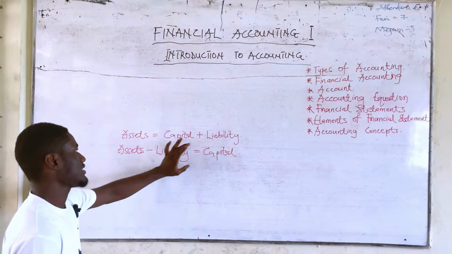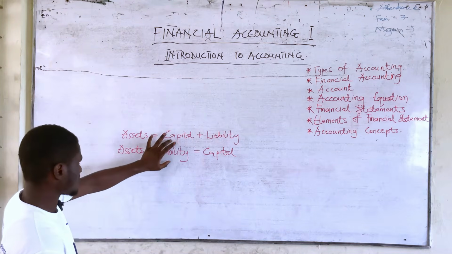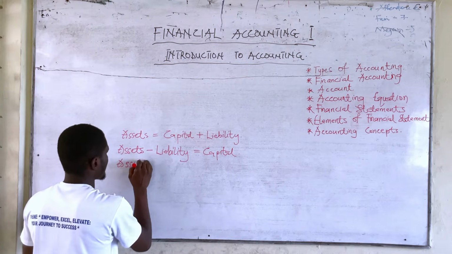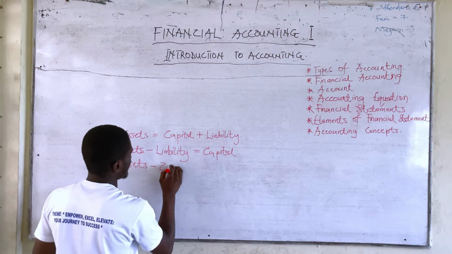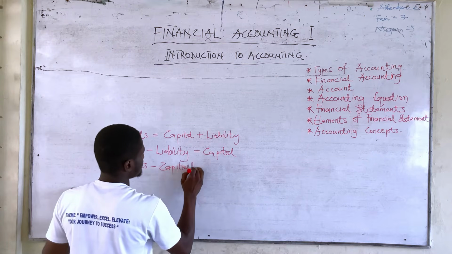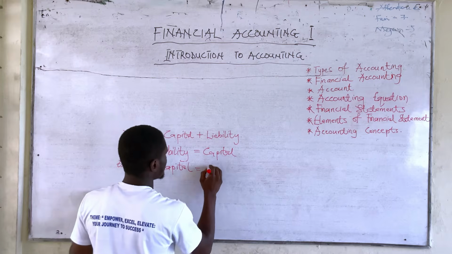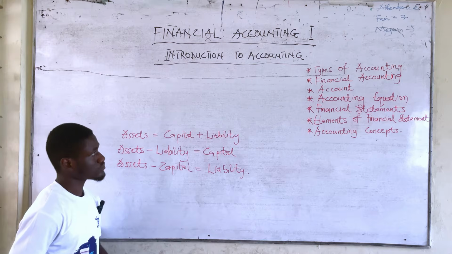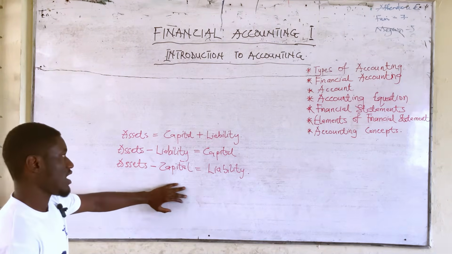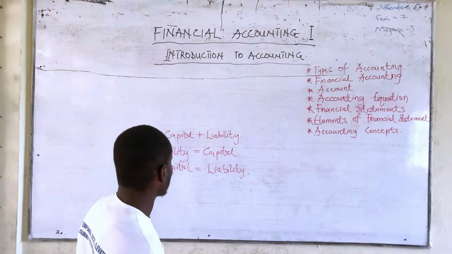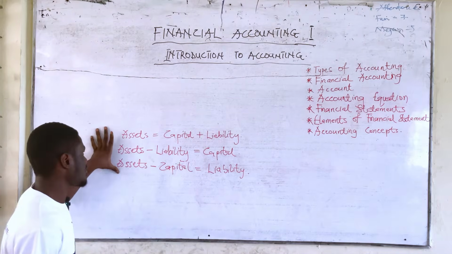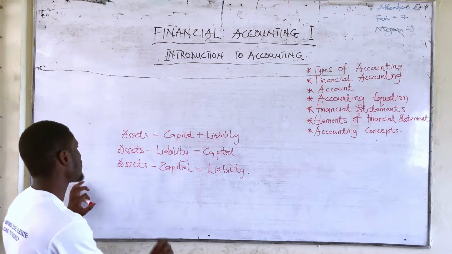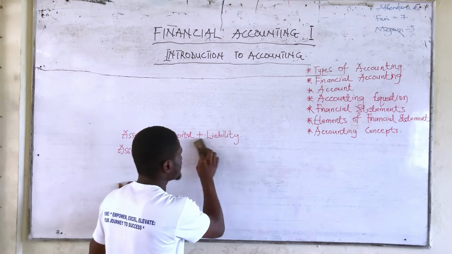Now we want to find liability. We just have to bring the capital here. So we have assets minus capital is equal to liability. Good. So this is our accounting equations. So this has to be in your head because it's an essential part of accounting. Very crucial, very important. Good. So these are the accounting equations.